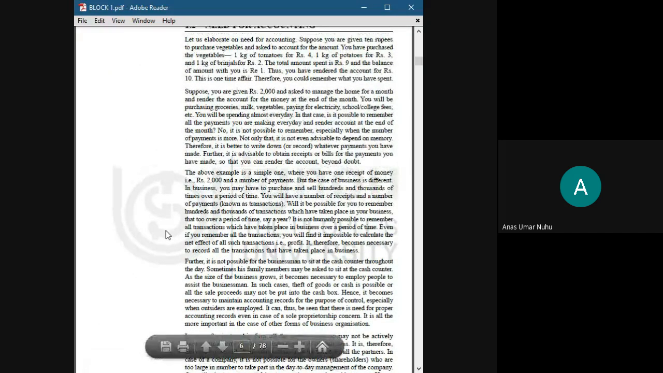It is in order to ascertain our profit or loss at the end of our business. Very good. This is the base of accounting because we want to know if our business is doing good or not.